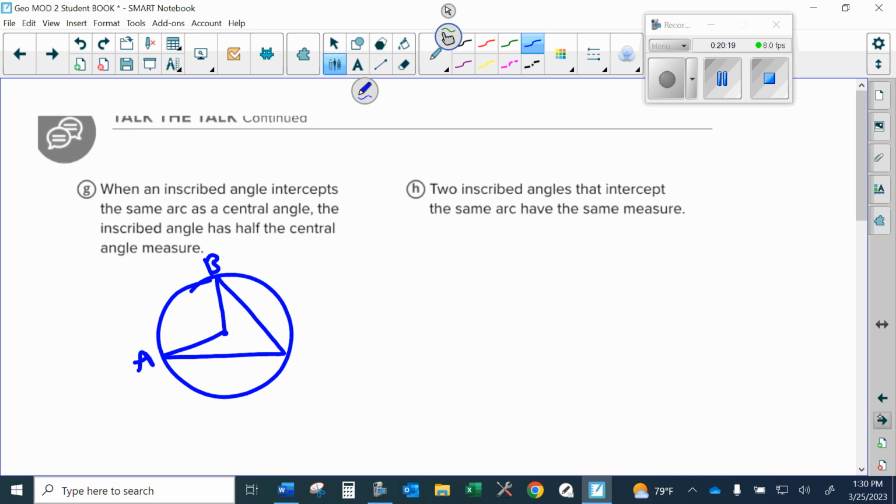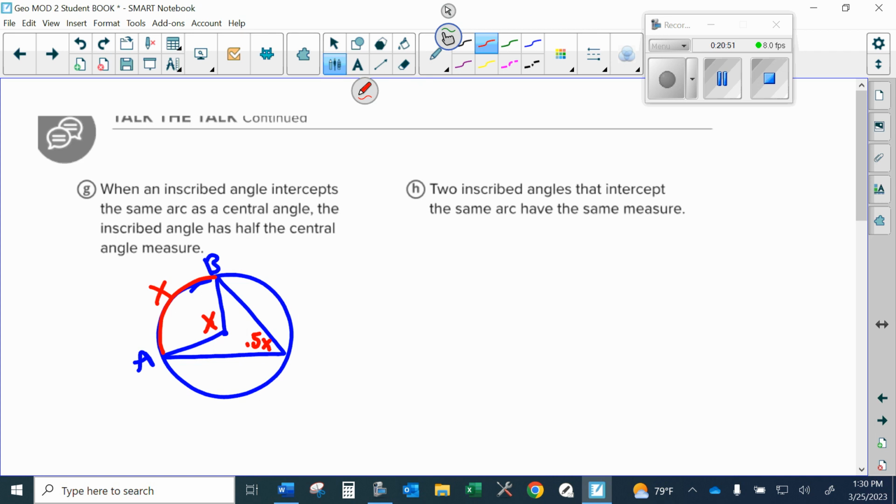Okay. The inscribed angle, which is this right here. So whatever this is, let's call it x degrees, then the inscribed angle is half of the central angle measure. Okay, and the arc measure itself, arc AB, is the exact same as the central angle. So if that's 60 degrees, that's 60 degrees, and then the inscribed angle will be 30 degrees.